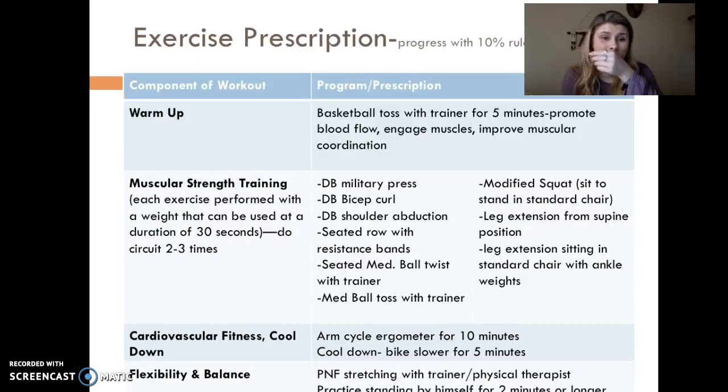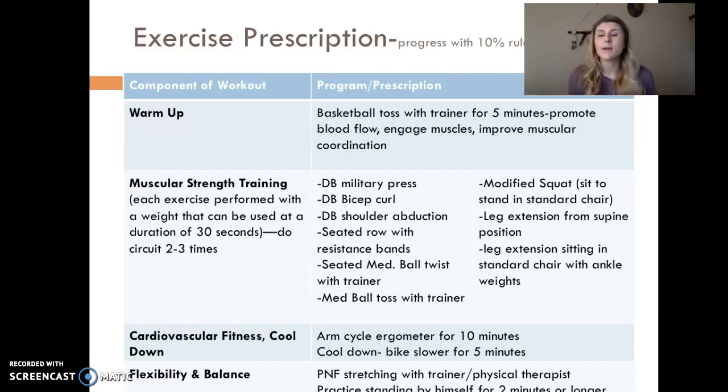So this is just a prescription I made for him. And I would say to progress with this program, 10% rule each week. So kind of keep increasing it as he gets stronger and stronger. I included a warm-up, a cool-down, and I incorporated a lot of upper body strength to just kind of focus on the goal he had to increase his muscle tone in his upper body.